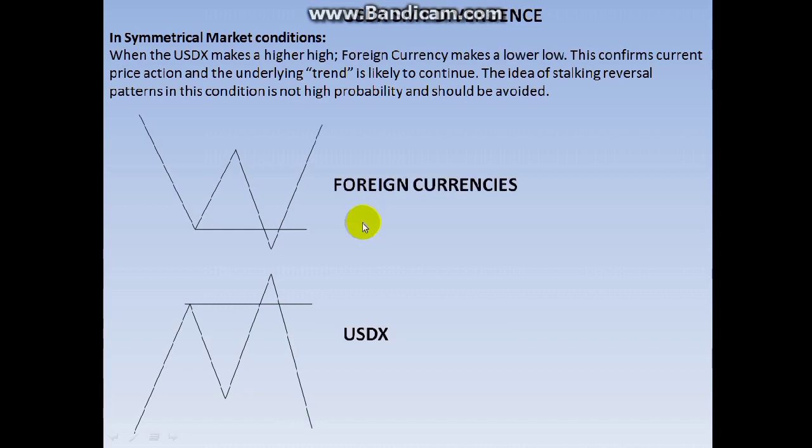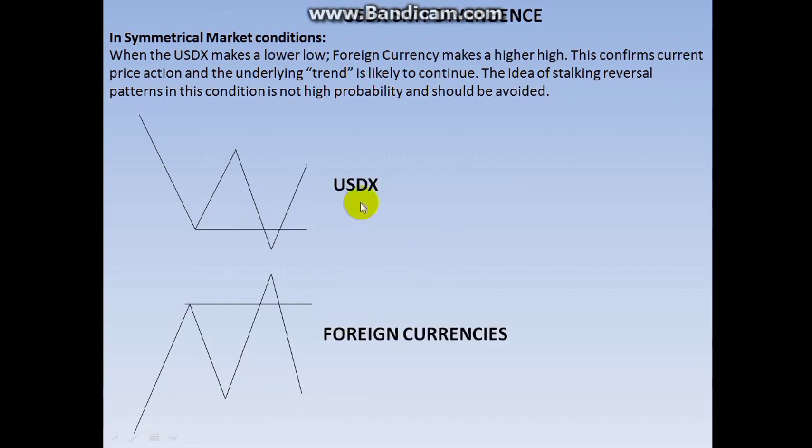So let's proceed further. We're still talking about symmetrical market conditions. This is just flipping it around. In the first example, we have the dollar index trading lower. We have the bearish dollar, which is a risk on market scenario. This is the dollar making lower lows, and this is foreign currency making higher highs.